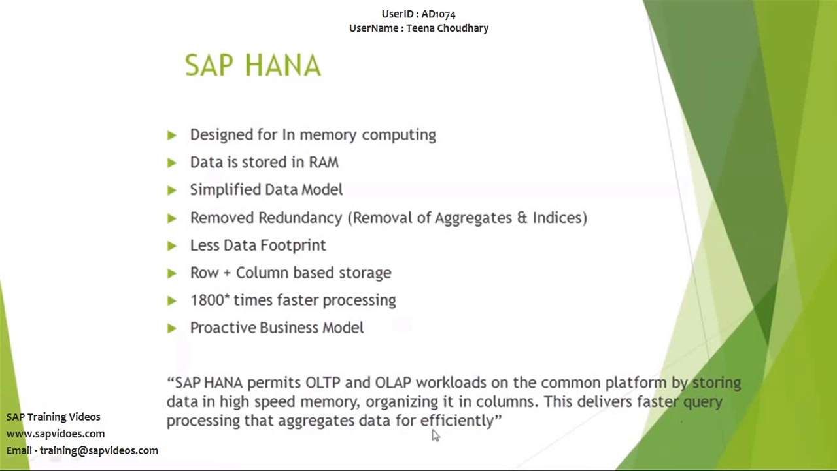So this delivers faster query processing that aggregates the data efficiently, which means aggregation earlier was stored in the tables. But when we are talking about SAP HANA, there is no need to store the aggregates in separate tables. This can be performed efficiently during runtime or on the fly, we can say. So these are all the different words: on the fly, during runtime, real time. These are all the things which are associated with the new technology. So this is about SAP HANA.